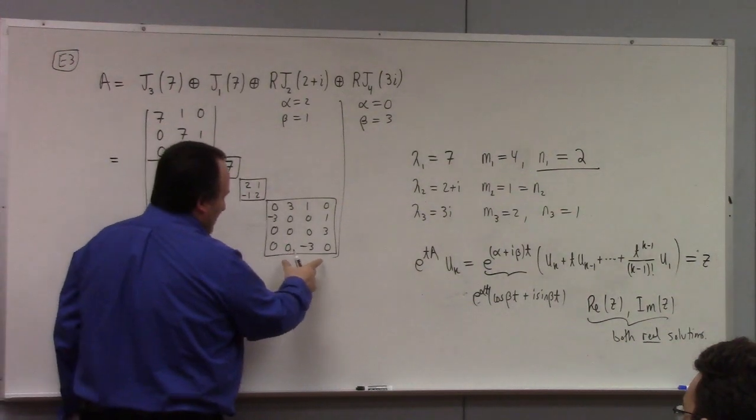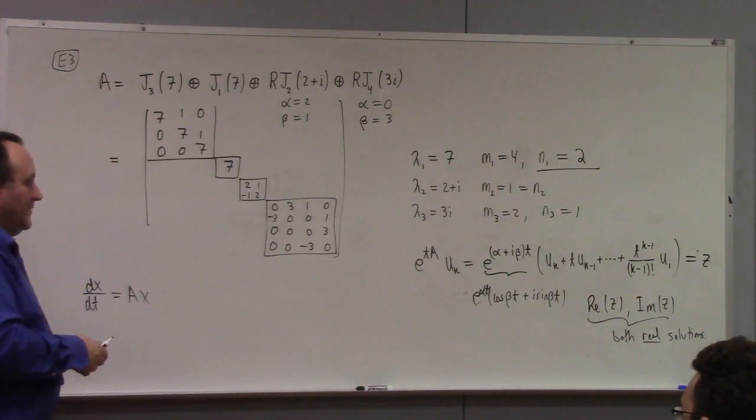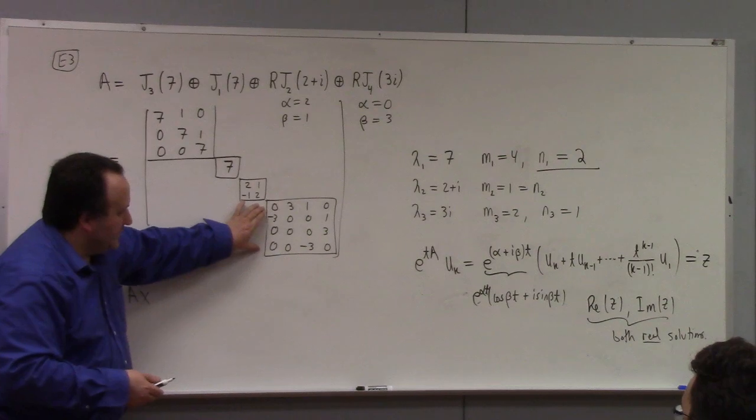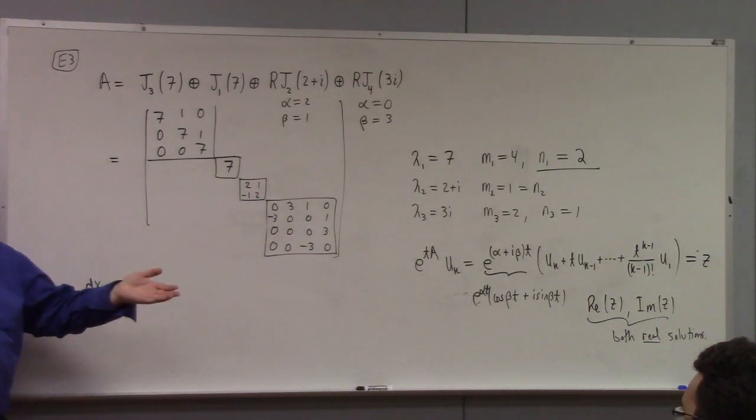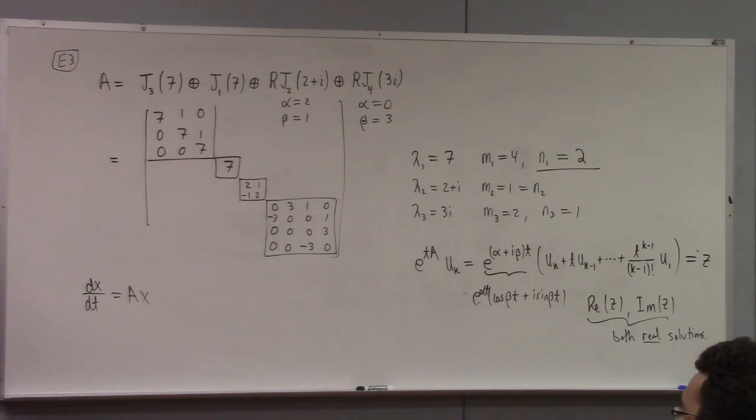So, anyway, my point is, if we were to look at the solutions that correspond to this, we would get cosine 3t, sine 3t, as well as t times cosine 3t and t times sine 3t, times appropriate vectors. I don't think I have time to write that out at the moment, though. So I'll stop there, I think.